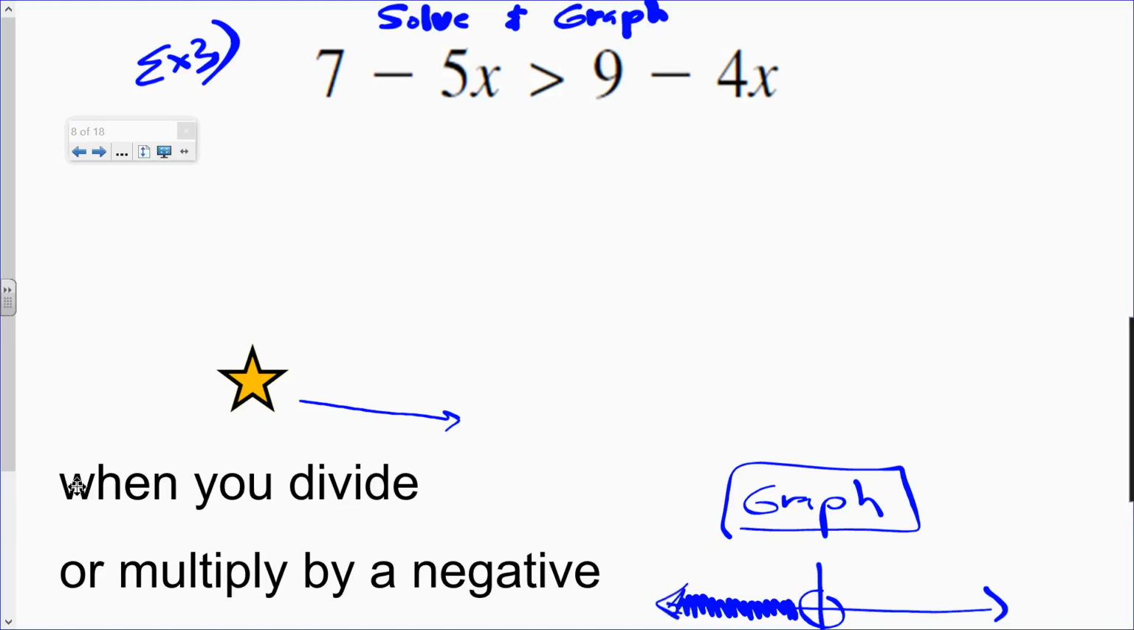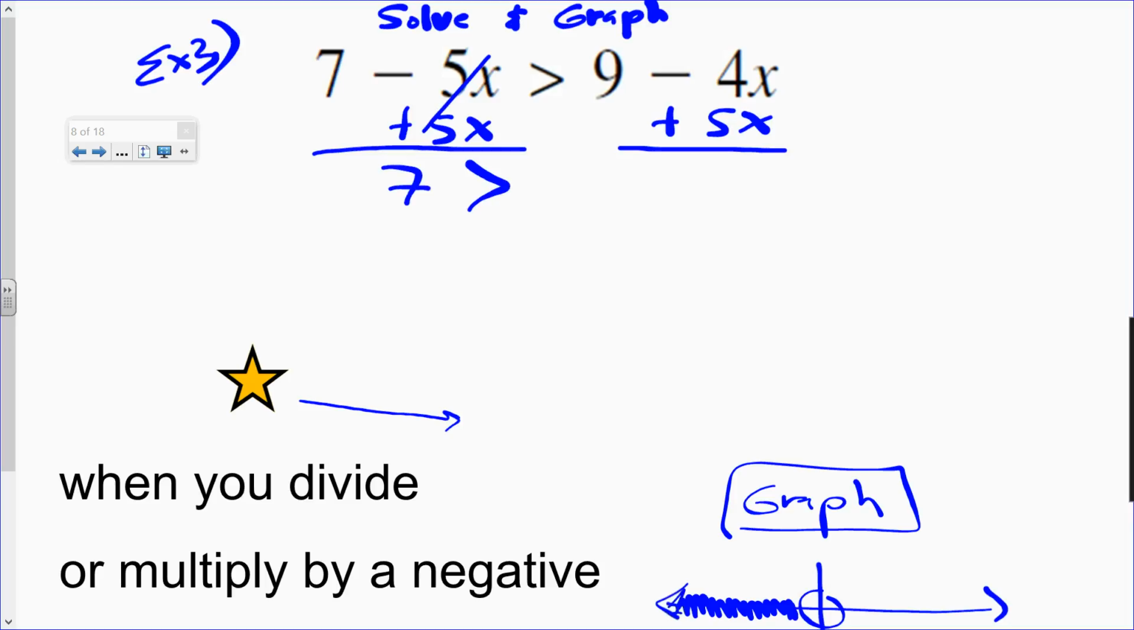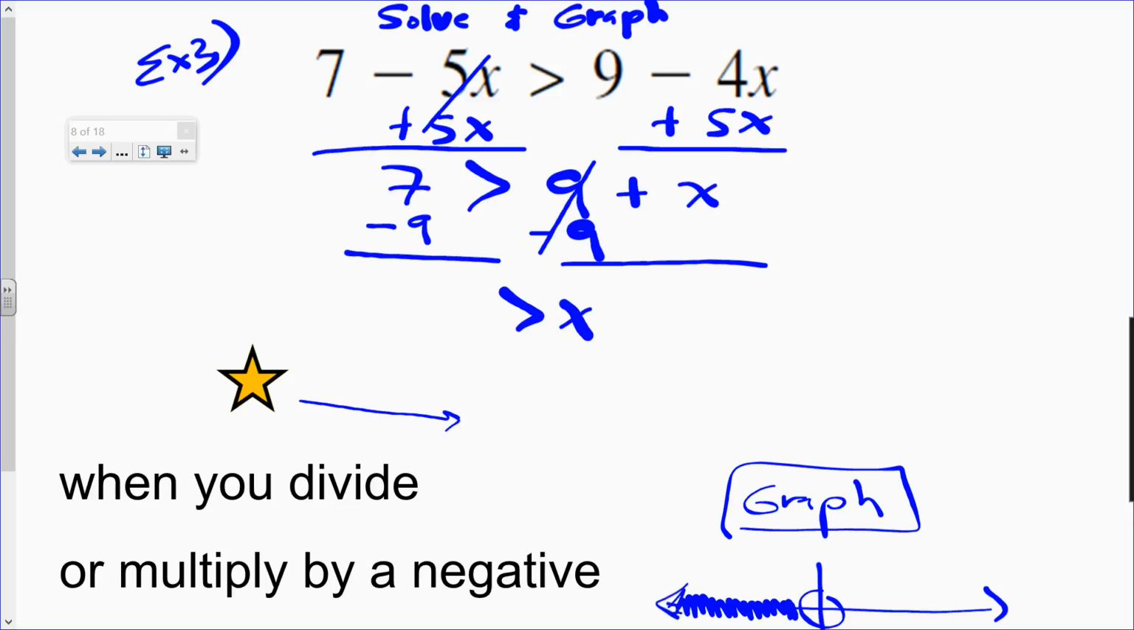You added 5x to both sides. So if you add 5x to both sides, look what ends up happening. I have a 7 on the left greater than, I got a 9 plus an x, because -4 plus 5 is positive 1x. Now to get x alone, I'll subtract 9. And look, it's the same solution. It's just x is going to be on the right side. 7 minus 9 is a -2.